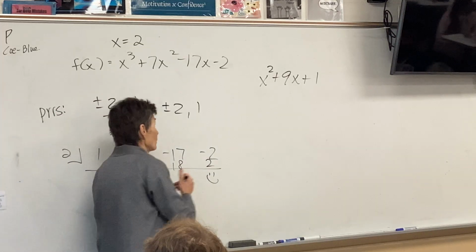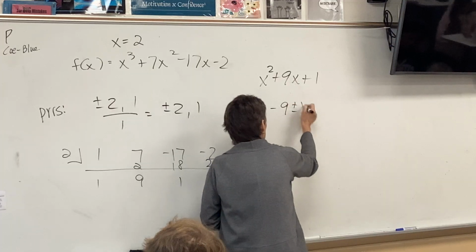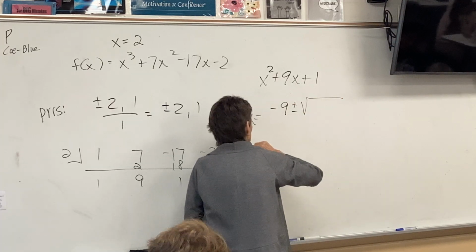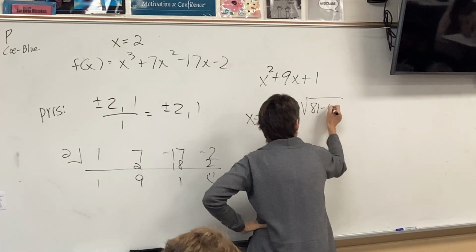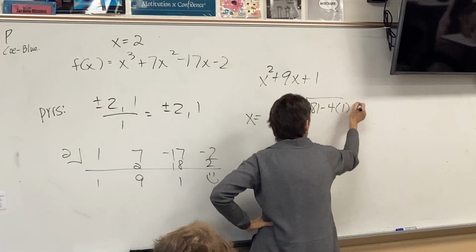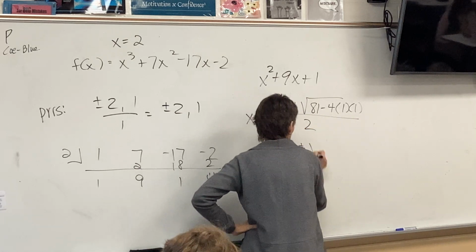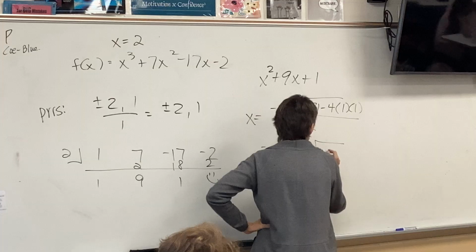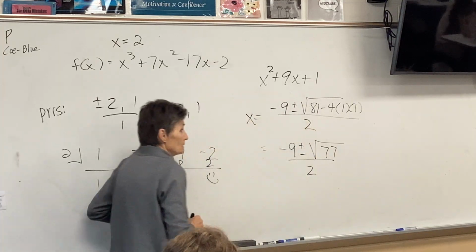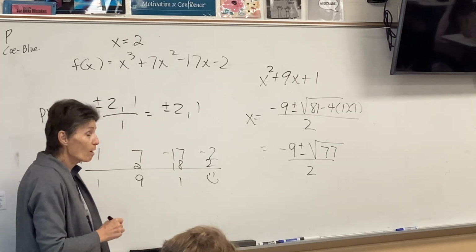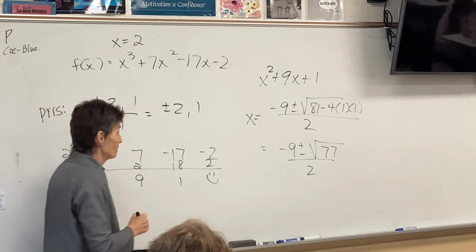The quadratic formula. So negative b plus or minus the square root of b squared minus 4ac all over 2a. Please don't just sit there and copy down what I write, because you have to be able to do this tomorrow all by yourself. So practice your quadratic formula.